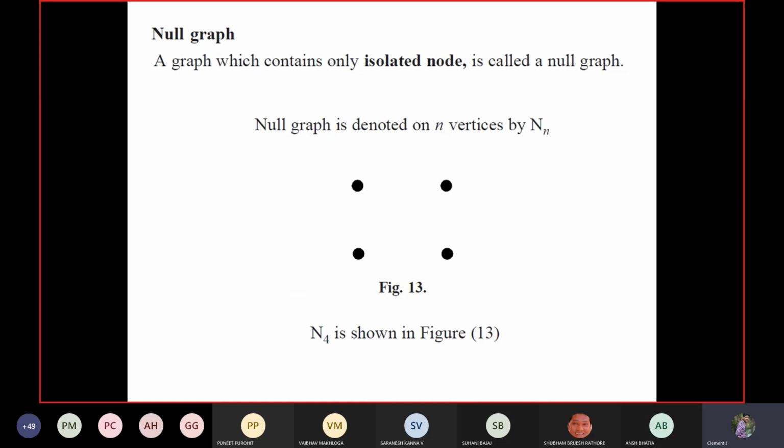Okay, quickly I can complete the session, so listen carefully. Okay, so next, null graph. Null graph is nothing but if the graph is having all the vertices as isolated vertices, then the graph is called null graph. So here you can take the degree of all the vertices. Certainly you will have 0 as the degree for all the 4 vertices. So this graph is called null graph.